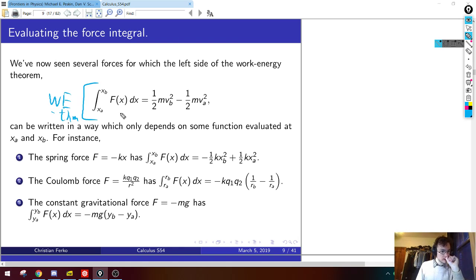Okay, so last time we did the spring force, so F is minus kx, and we explicitly were able to compute the integral on the left side to get this thing that looks like 1/2 mv squared, but now it's 1/2 kx squared. So in this case, you can do the integral, and it's the difference of some function evaluated at two endpoints, right? Then you did the Coulomb force, and again, you can just do the integral, and it's the difference of some function at the top and bottom endpoints. Okay, good, that makes sense.